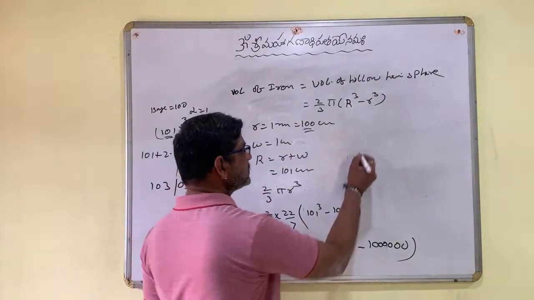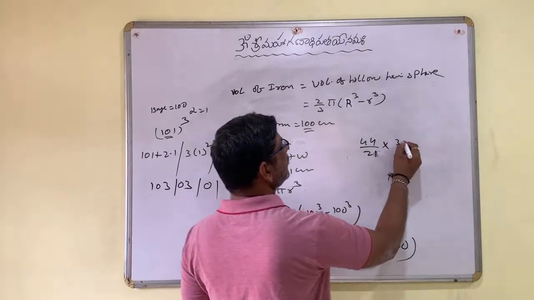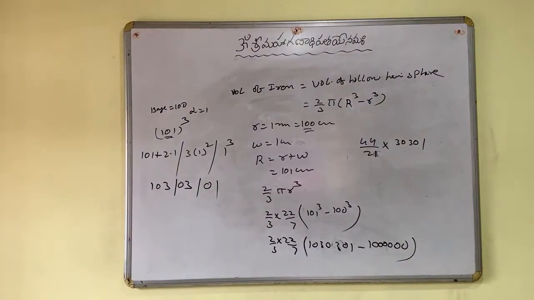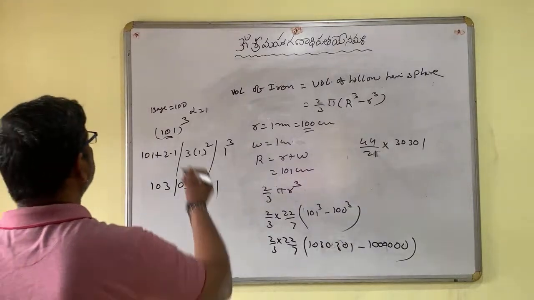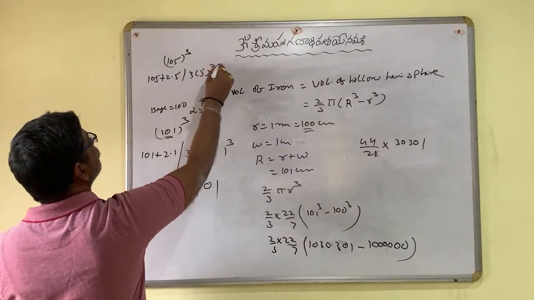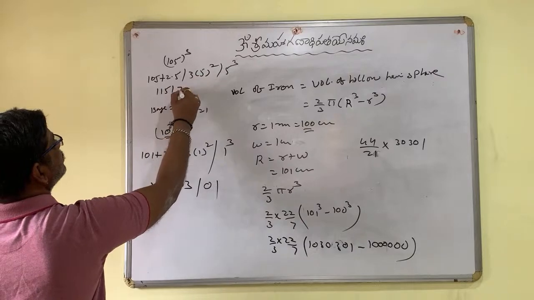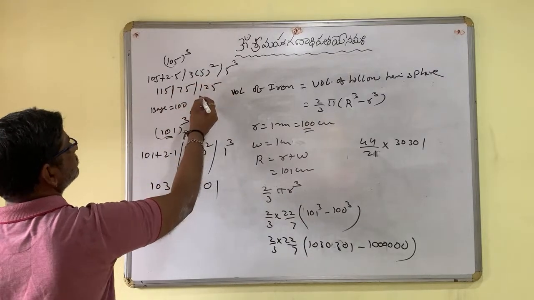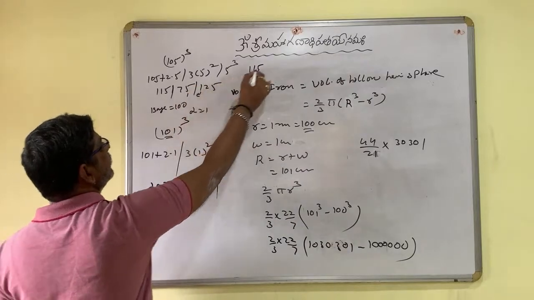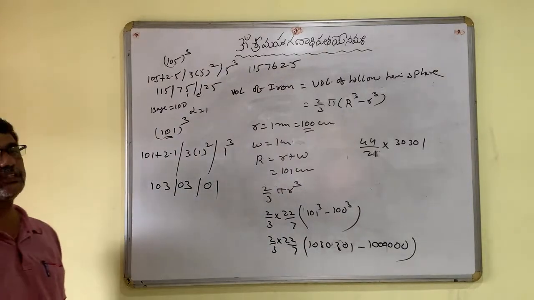When you simplify this, 44 by 21 into 30301, multiply and simplify. 101 cube is this, and if it were 105 cube: 105 plus 2 into 5, 3 into 5 square, 5 cube. 2 5s are 10, so 115, then 75, then 125. Since 3 digits came here, move the carry over. So the answer is 115, and this 1 comes over to make 76 25. So 105 whole cube is 115 7625.